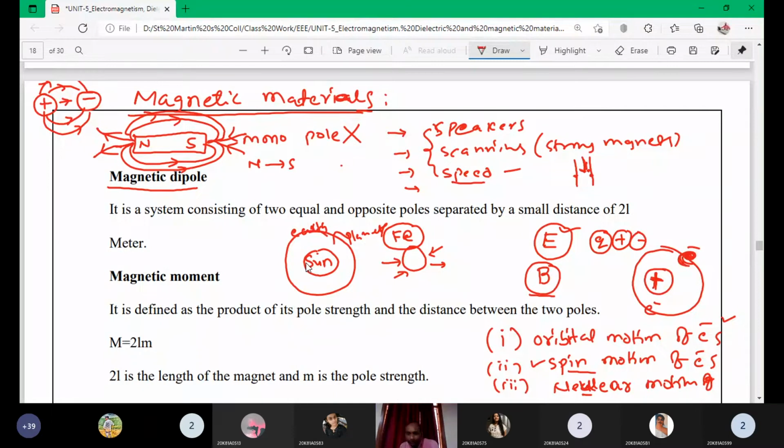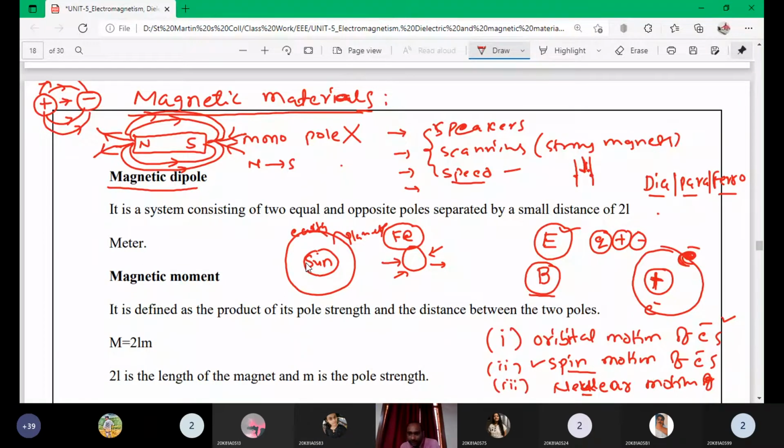Suppose you take, so here we have different types of magnetic materials, right? Dia, para and ferro. Have you heard about this one? Dia, para, ferro magnetic materials. Yes, sir.